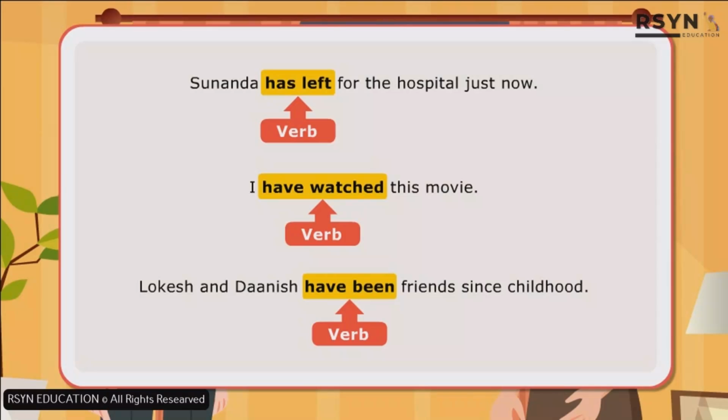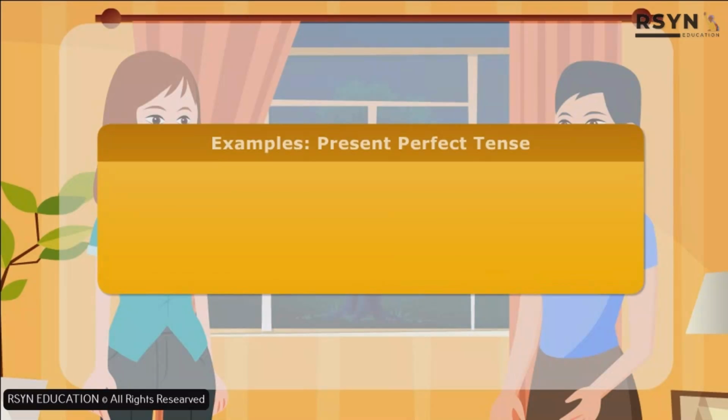Here are few more examples of use of present perfect tense. I have finished all my work. Lavanya has made this delicious cake.